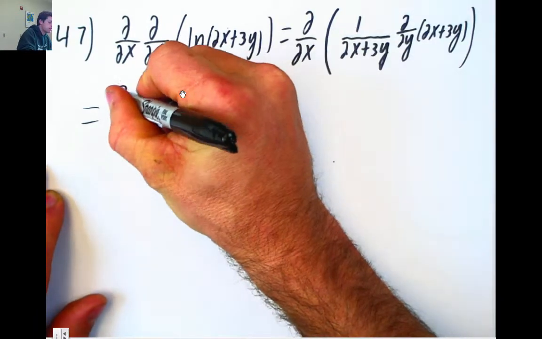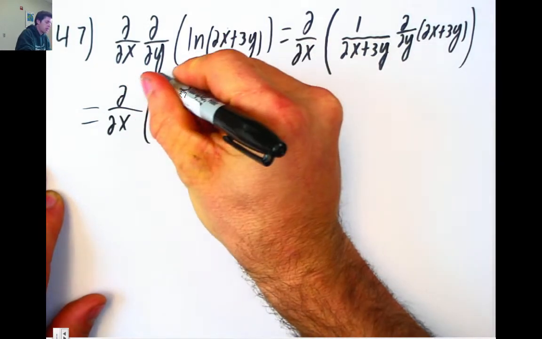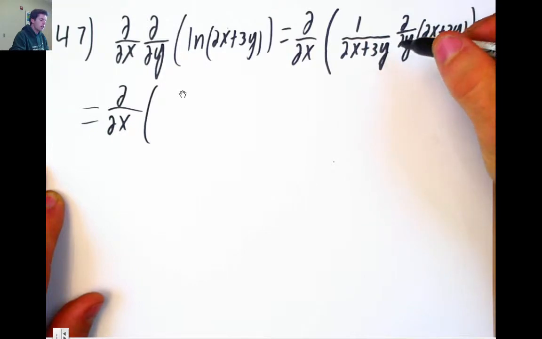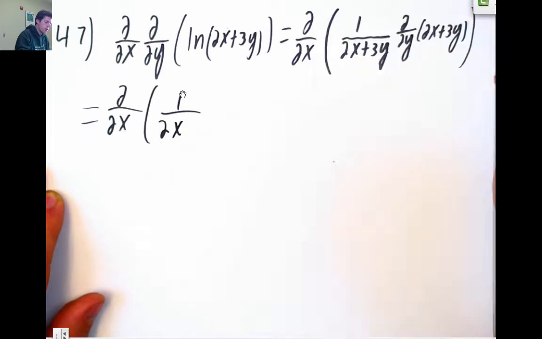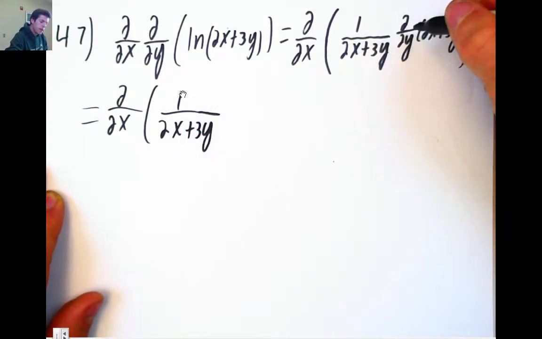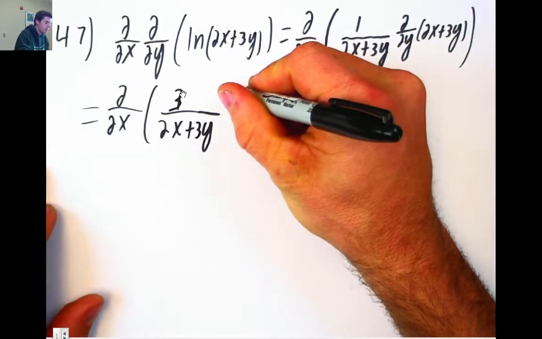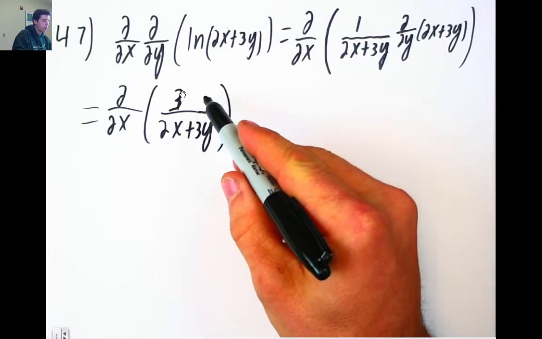I still have yet to do the calculation of the derivative with respect to x. I'm still in the middle of calculating the derivative with respect to y of all this. And I have a 1 over 2x plus 3y. And I am supposed to multiply that by the derivative with respect to y of 2x plus 3y. 2x is constant with respect to y, and 3y has a derivative of 3. So perhaps I could just squeeze that in up there. Good. Now I've got the derivative with respect to x left to perform of 1 over something.